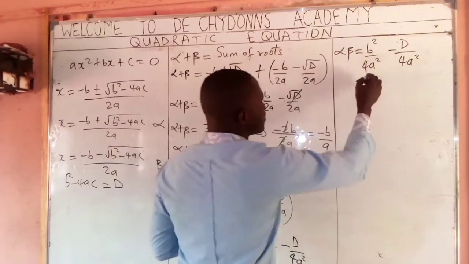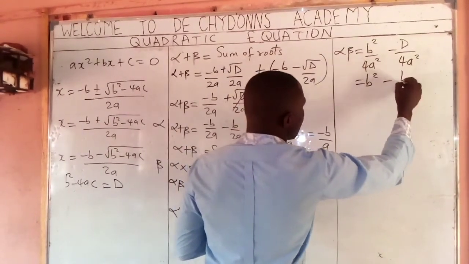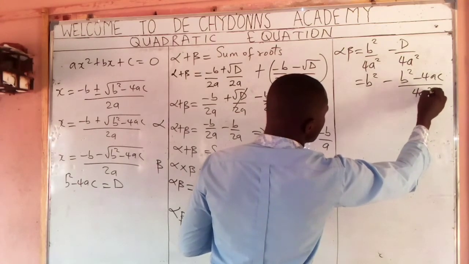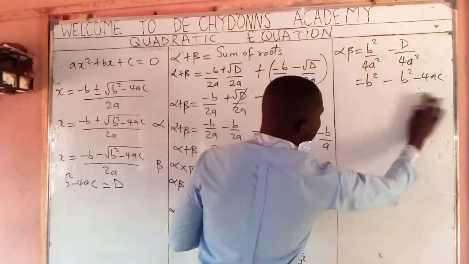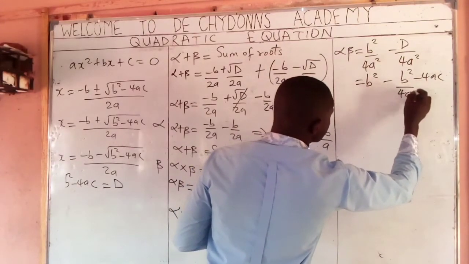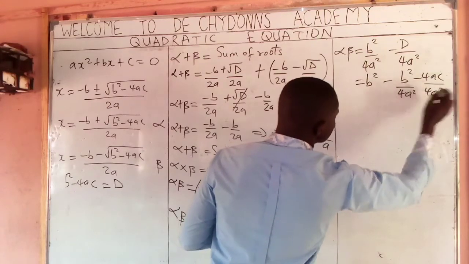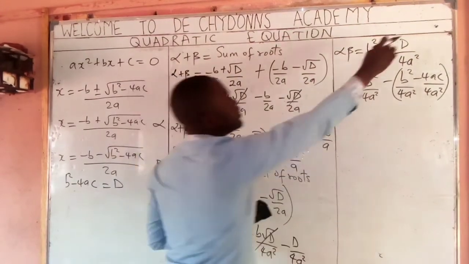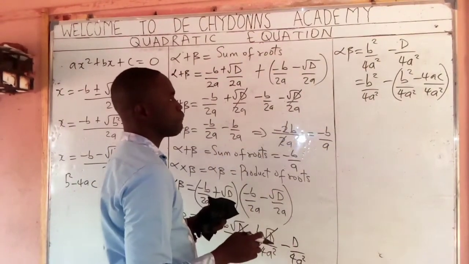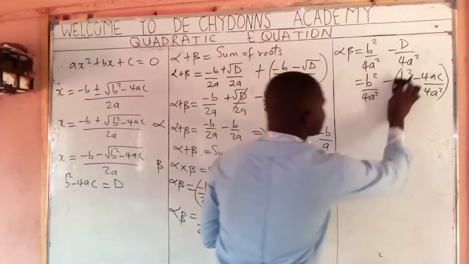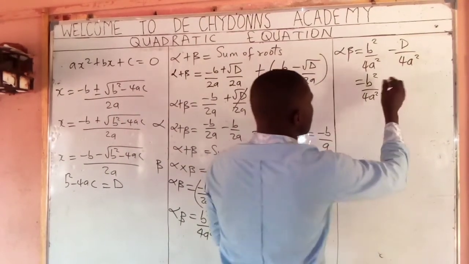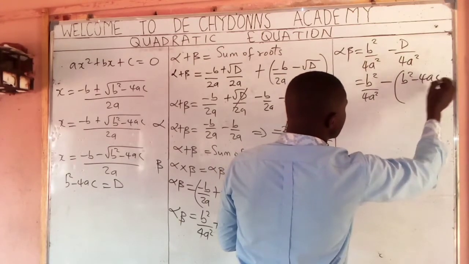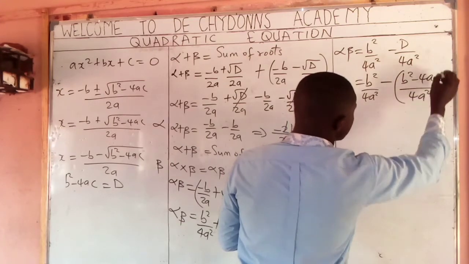Then what is my d? My d is equal to b squared minus 4ac all over 4a squared. And this simply means you write it this way, all over 4a squared, in brackets. This means this. So let's write it accordingly, please. Minus bracket b squared minus 4ac all over 4a squared.